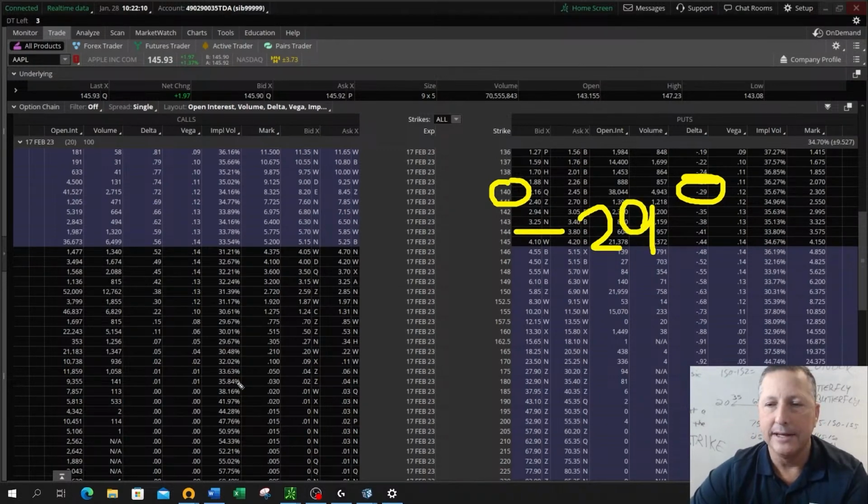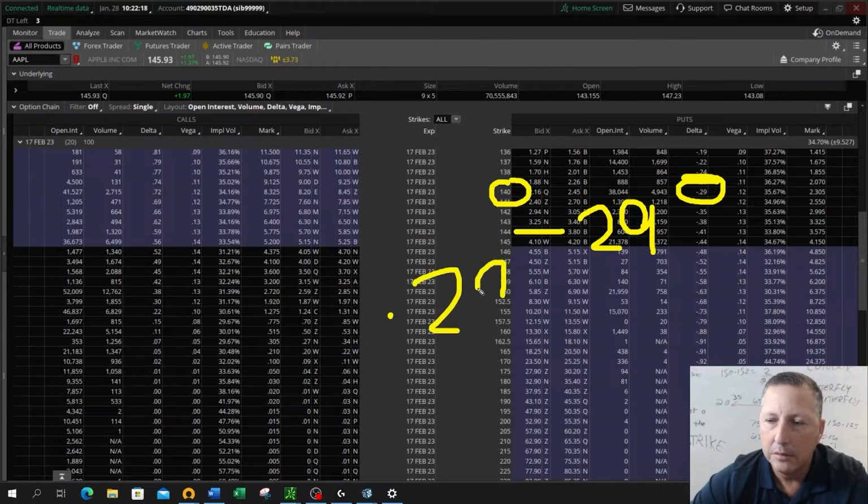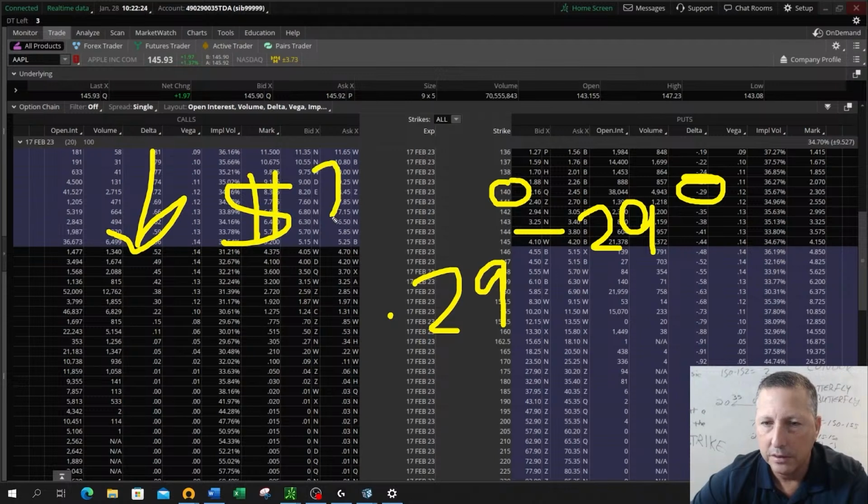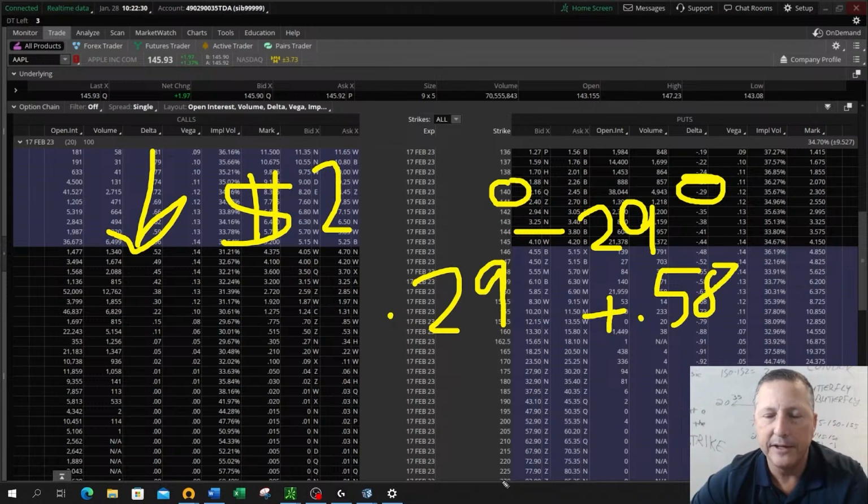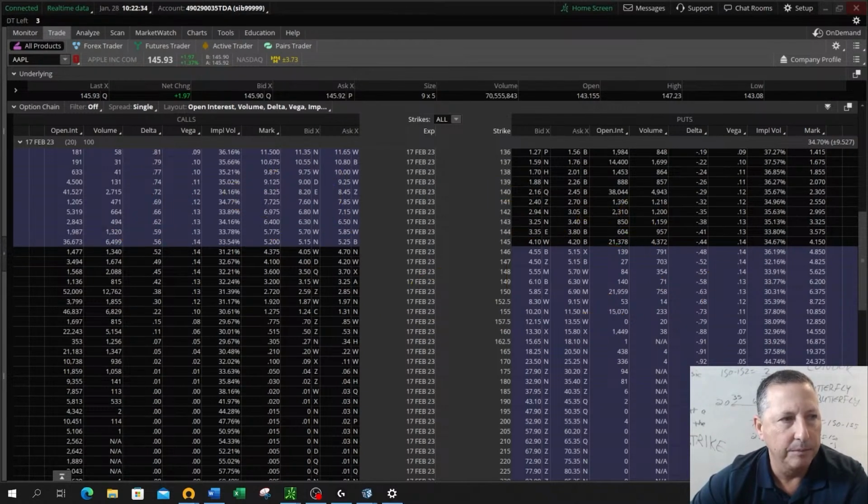So what that means is for every dollar that Apple moves, the value of this put option is going to change by 29 cents. Let's say the stock went down $2. The value of that put option would increase by 58 cents. Okay, so that's delta on the option chain.